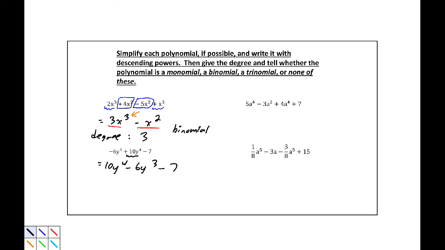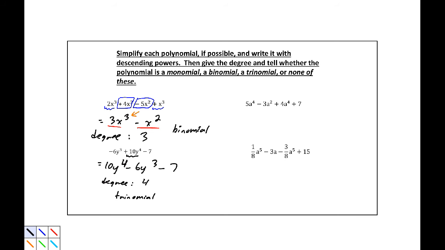So that has a degree of 4, and this is a trinomial. So we could name this as a fourth degree trinomial.